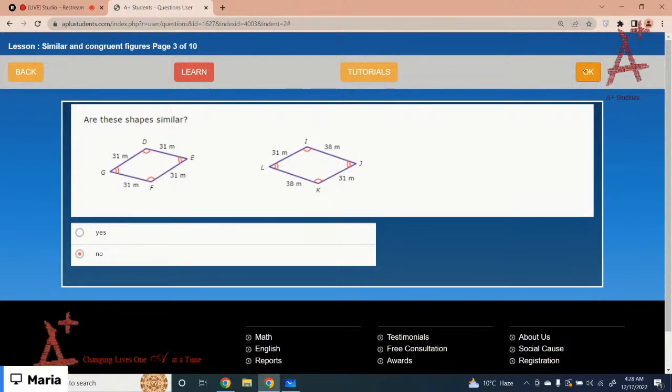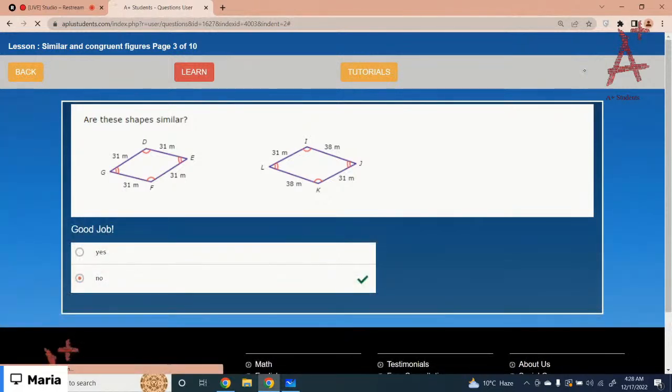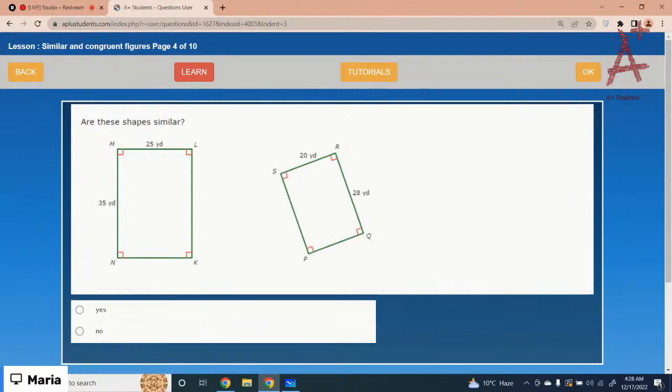Got it? The ratio of the corresponding sides must be the same. Got it? Okay, what about, are these shapes similar?